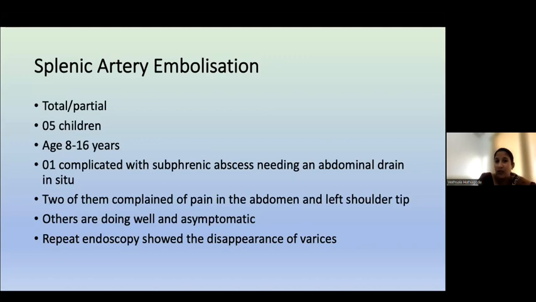Even though in Western countries they don't do splenic artery embolization due to practical issues, our experience is a little bit different. So we do see some success in doing this intervention in children with massive splenomegaly. So that comes to the end of our talk.